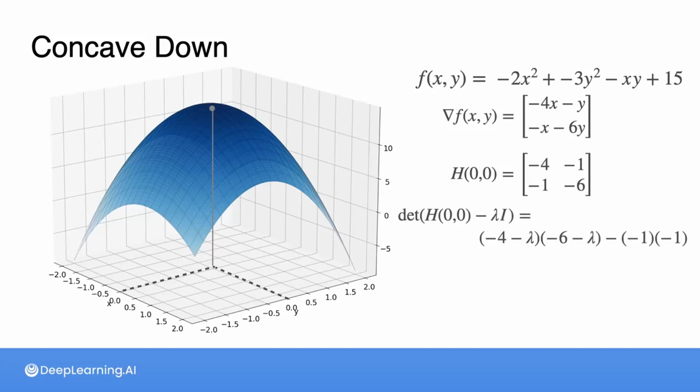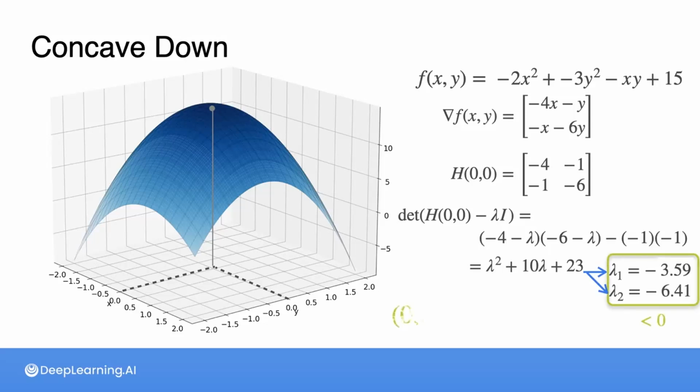We're going to solve the same equation as before, the determinant of H minus lambda I. We factor it and we get the eigenvalues minus 3.49 and minus 6.41. Both of them are negative. So that is like saying that the matrix is negative. It's actually called negative definite. And when a matrix has all the eigenvalues negative, then it's concave down, and therefore the point (0, 0) is a maximum.